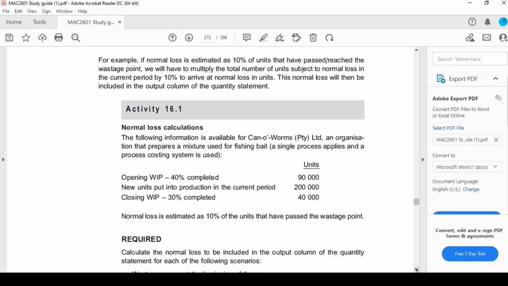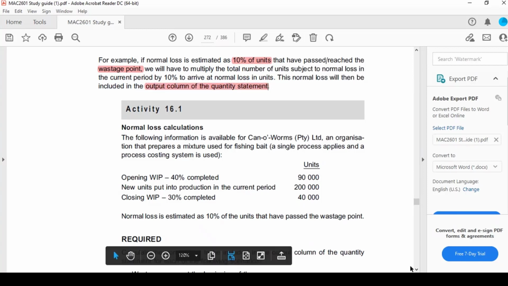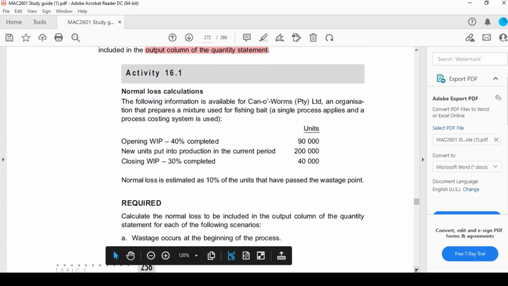So if normal loss is estimated, remember it's an estimated percentage, say 10% of the units that reached that wastage point, we will multiply the total number of the units that are subject to normal loss by that 10% to arrive at the normal loss in units, right? And then that normal loss is the one that you will include in your output column in your quantity statement. So let's look at it as an example.